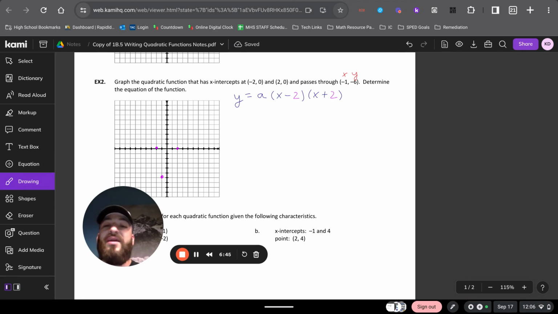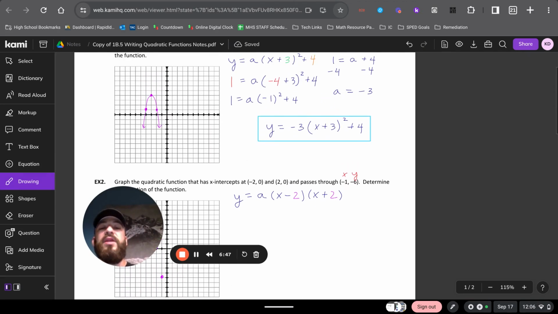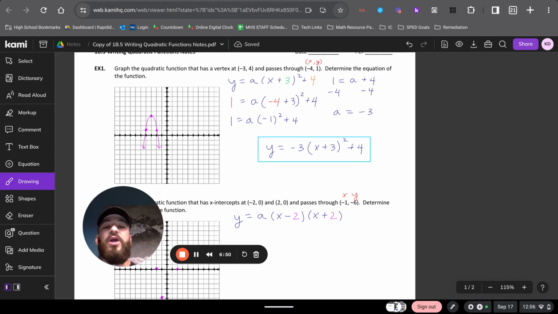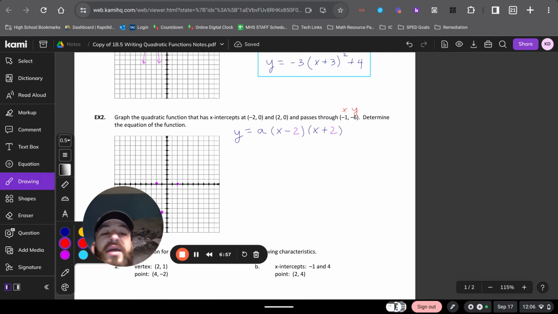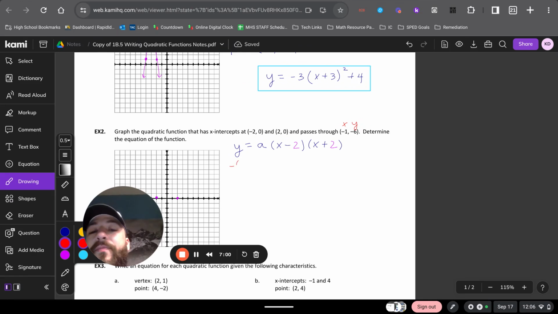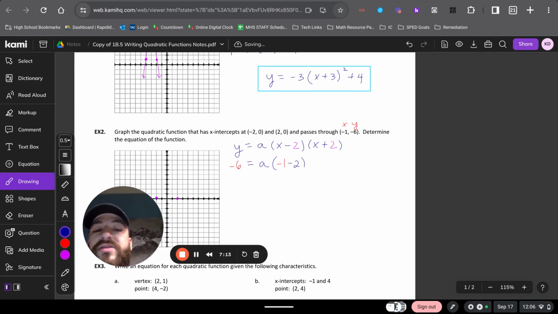Okay, so just like on example 1, once I have plugged in based on the information they give us, I'm going to go ahead and plug in that x comma y point, that extra piece of information that they gave us. So ours is -1, -6, so -6 is equal to a, which I still don't know, and then -1 for my first x value, minus 2, and then -1 again for my second x, but then plus 2.